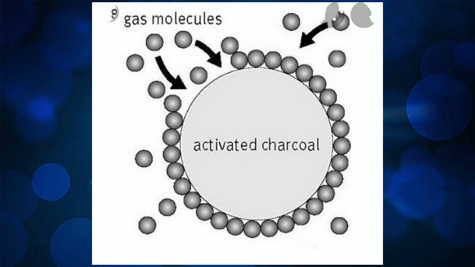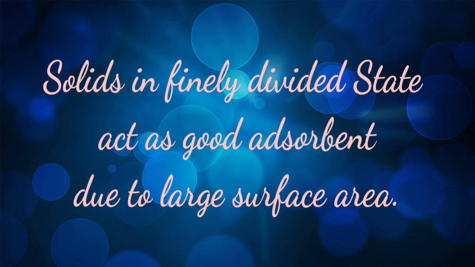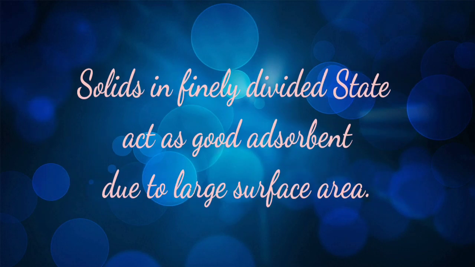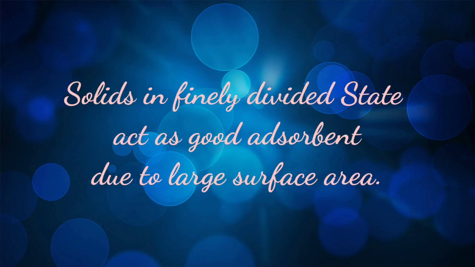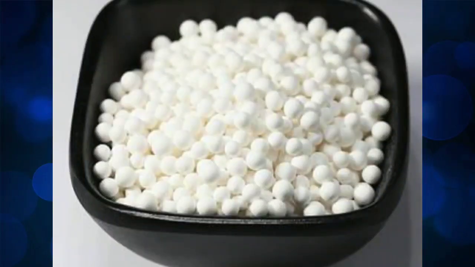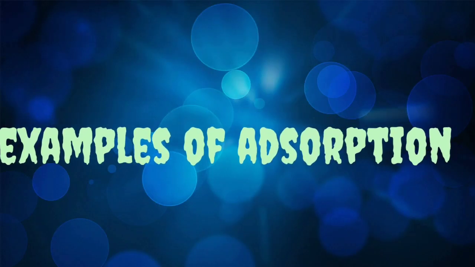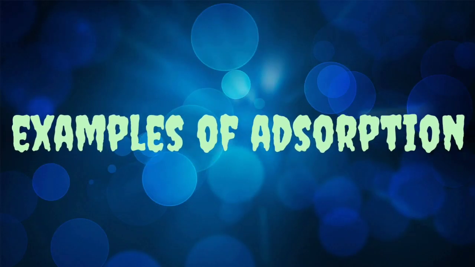Students, you must know that adsorption is essentially a surface phenomenon. Solids in finely divided state act as good adsorbents due to large surface area. So my dear students, charcoal, silica gel, alumina gel, clay, colloids, metals in finely divided state, etc. act as good adsorbents. Now, I'll tell you some examples of adsorption.